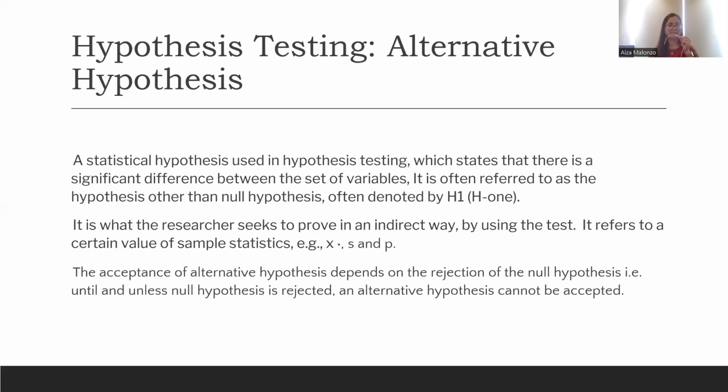on the basis of a single test alone. While on the other hand, the alternative hypothesis states that there is a significant difference between the sets of variables, meaning the independent variable affects the dependent variable, and it is denoted by H1. The acceptance of the alternative hypothesis depends on the rejection of the null hypothesis. For example, until and unless the null hypothesis is rejected, an alternative hypothesis cannot be accepted.